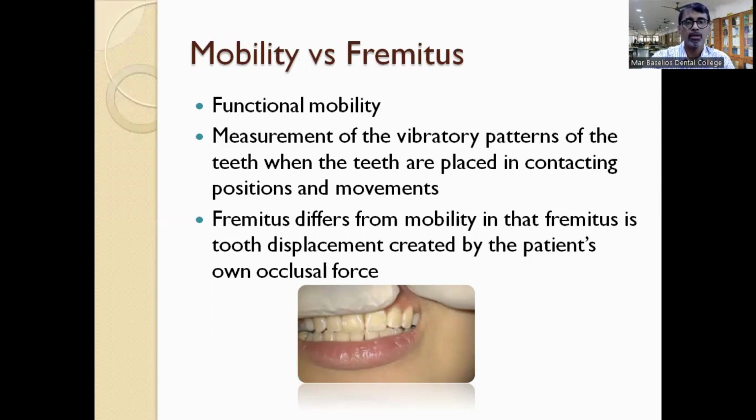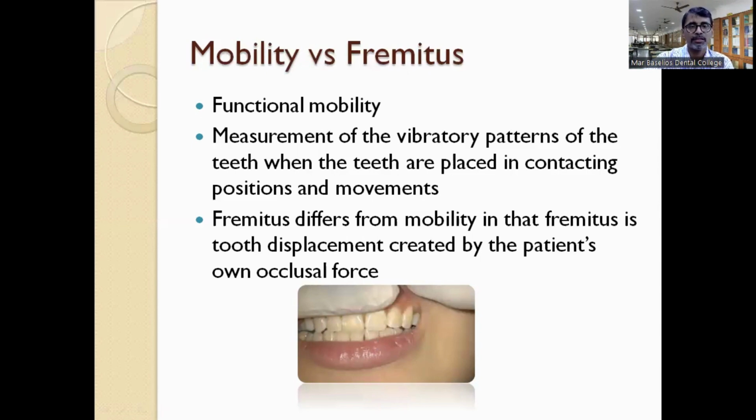Here, the occlusal force of the opposing teeth is utilized for checking the tendency of the tooth to move or get displaced. So, fremitus is the measurement of the vibratory patterns of the teeth when the teeth are placed in contacting positions and movements. You all know about it, so I'm not going into the details of fremitus further.